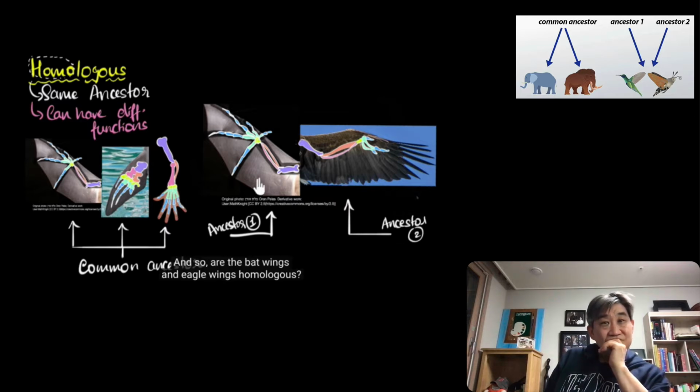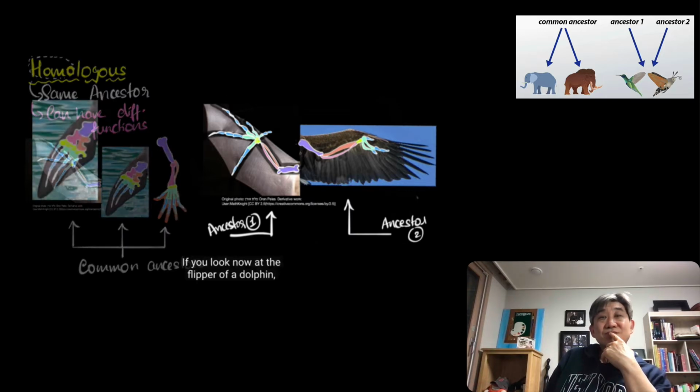And so are the bat wings and eagle wings homologous? The answer is no. Because they have such different structures, they must have evolved from different ancestors. So they are not homologous. So if they are not homologous, what do we call them? Now, before I tell you the name of this, let me show you another example.